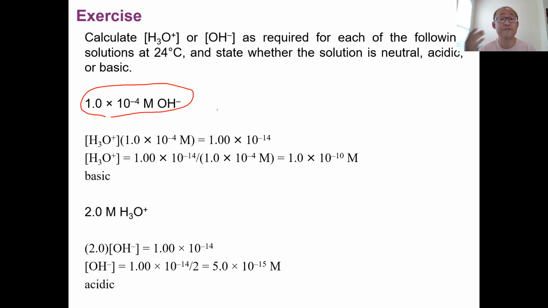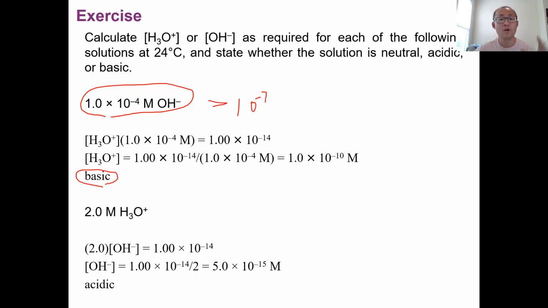We know 10 to negative fourth is greater than 10 to negative 7th, because the exponent is less negative. So the hydroxide concentration of 10 to negative fourth is greater than 10 to negative seventh. That means the hydroxide concentration will be higher than the proton concentration. If that's the case, our solution is basic. Already, we know that it's basic.